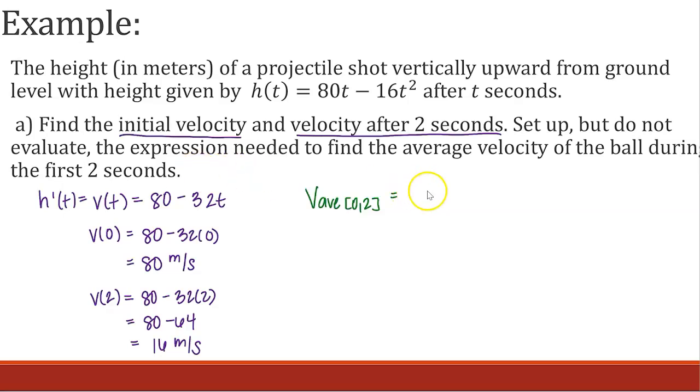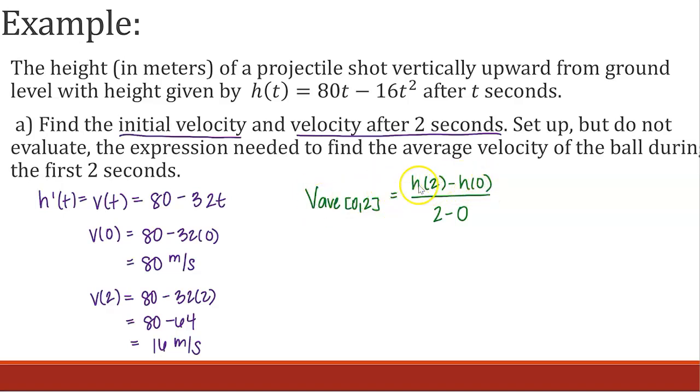And the setup to find average velocity is going to look like a quotient. So we're going to have the change in position over the change in time from 0 to 2 seconds. So the setup is going to look like h of 2 minus h of 0 over 2 minus 0. So this is going to be the setup here, and I want to go ahead and attach units to it for a second so that I can really verify that it is a velocity.